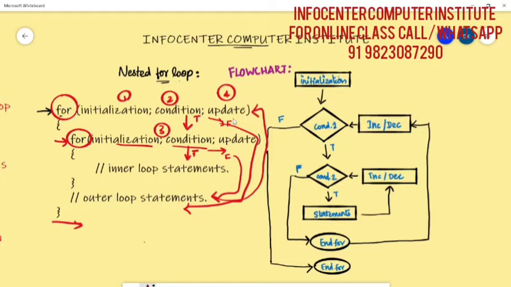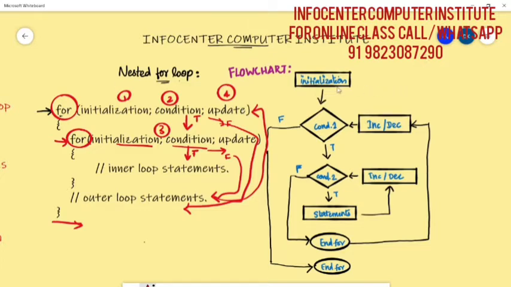Am I clear? So if it is true, the inner part will be executed, else it will check for the outer loop statement. If it is there, it will execute that, else it will go to the updation part. Right? So now let's dive into the flow chart part.